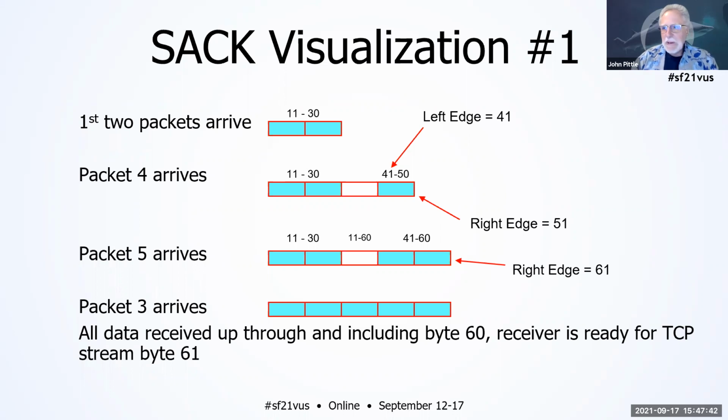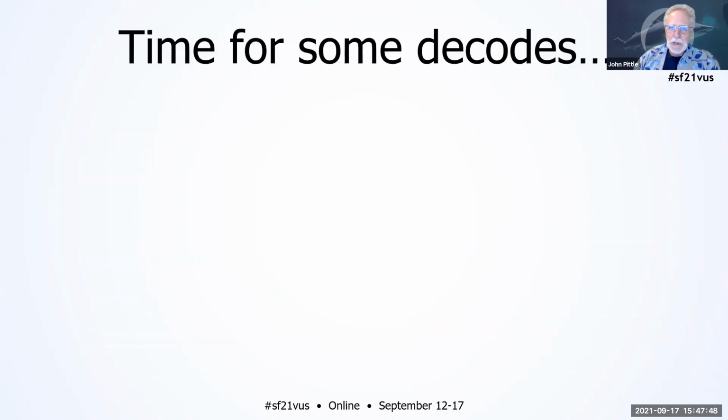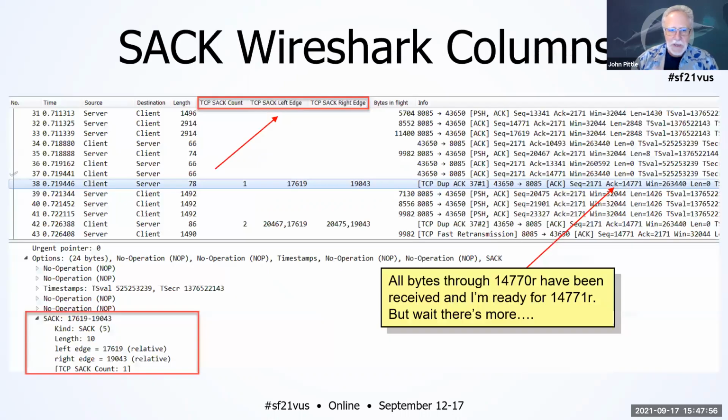So again, very simple illustration. We're going to build on this. It's going to get more complicated here in a moment. So let's take a look at some decodes around this left edge, right edge, and count field. We'll start with this selective acknowledgement. I'm going to try my Zoom pointer. Yeah, we're going to start here.